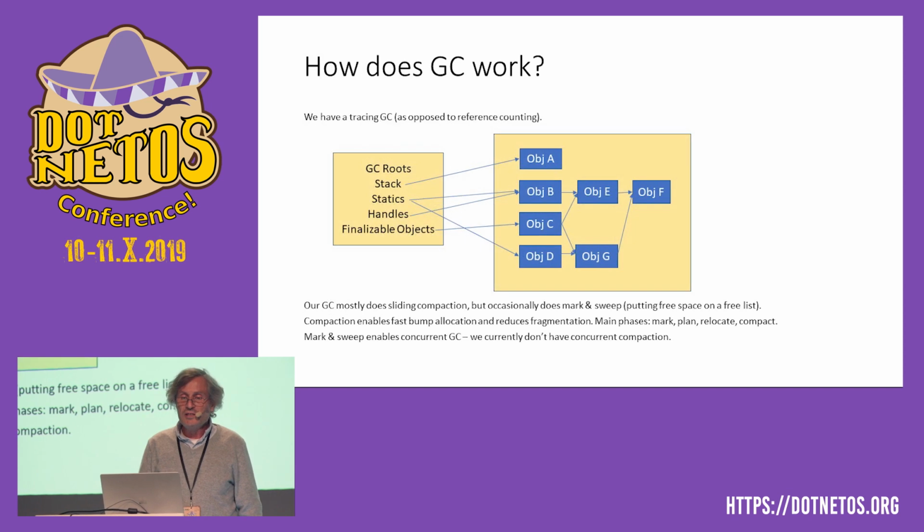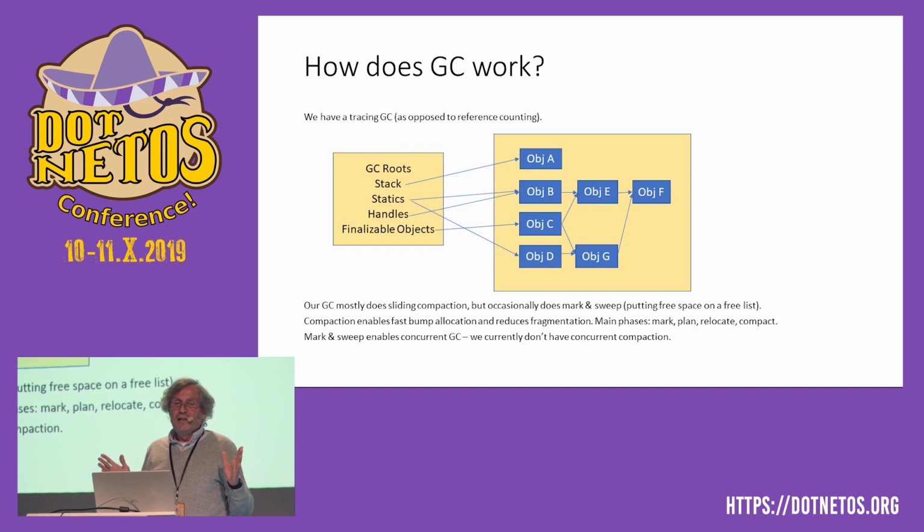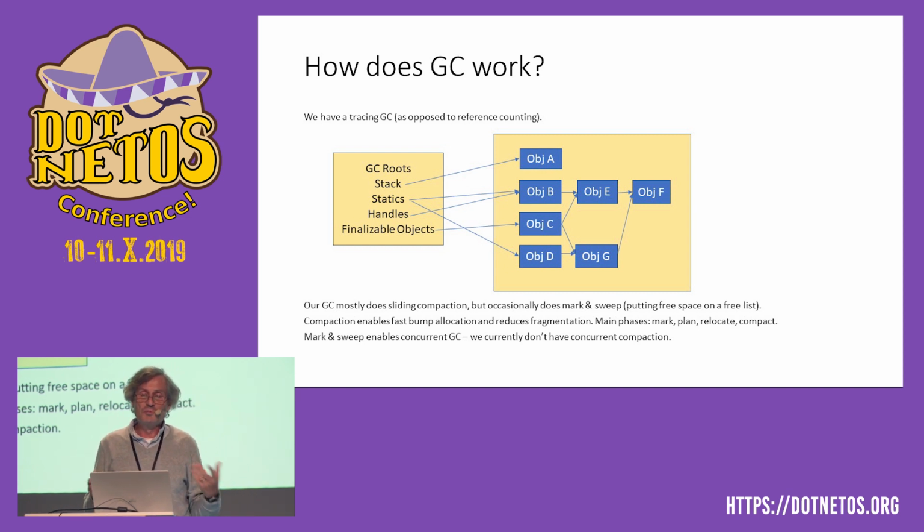All right. So the principle of our GC is that it's a tracing GC, which means there are certain locations that are immediately accessible to the program. Like stack locations, in other words, your local variables. Registers, which are also just your local variables in C#. There are static fields. There are GC handles. And finally, there are finalizable objects, which are special because they need to survive, even if they're not referenced by anyone.